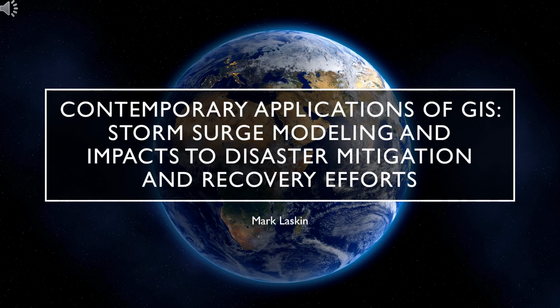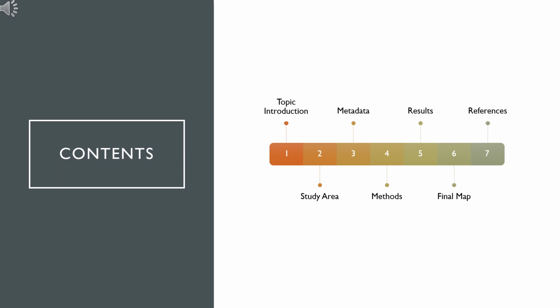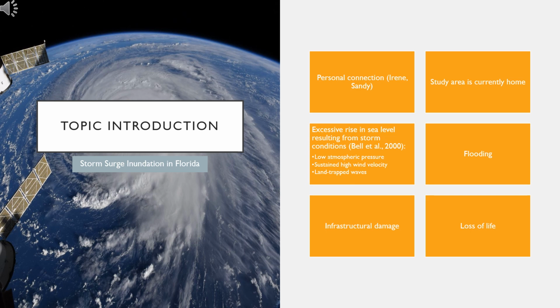We'll start by introducing the topic and study area for the project, then we'll discuss some important characteristics of the data that went into developing the final map product, followed by another discussion where we'll explore the methods and processes required to create the final product. We'll wrap up our discussion with an overview of the results of the analysis and a presentation of the final map product. I focused my final project on storm surge modeling and how these models can influence emergency management.